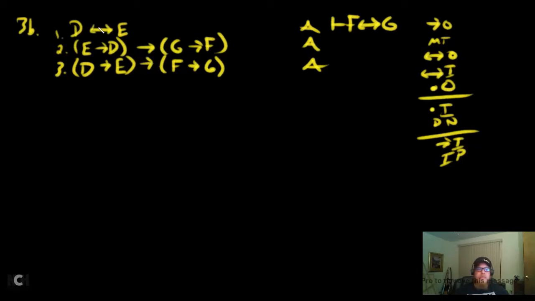So I've got it set up here. We got D double arrow E, E arrow D, arrow G arrow F, D arrow E, arrow F arrow G. And we're trying to solve for F double arrow G. F if and only if G. Okay, these are the moves we've got in play in the recommended order. That hasn't changed any. So let's see.